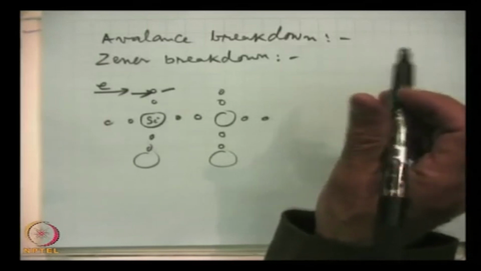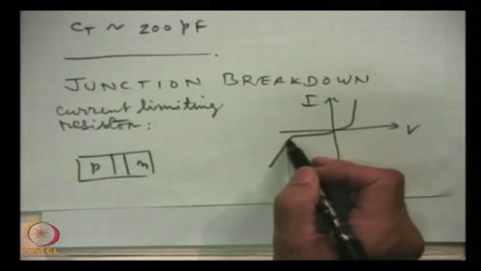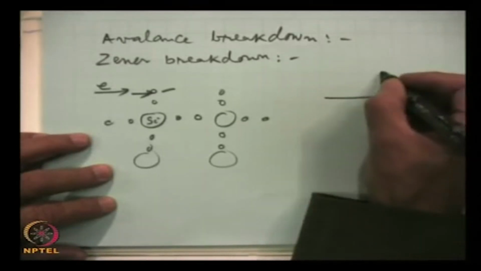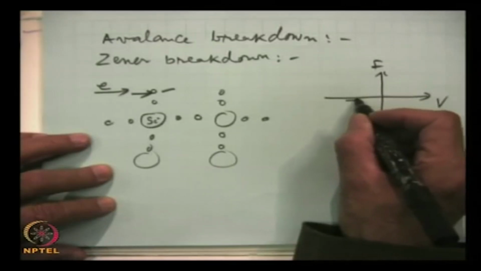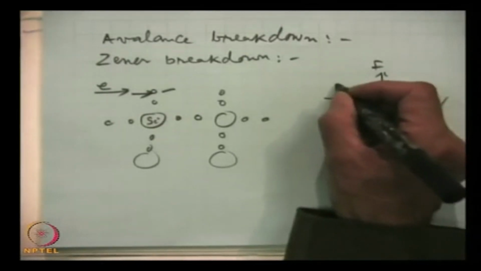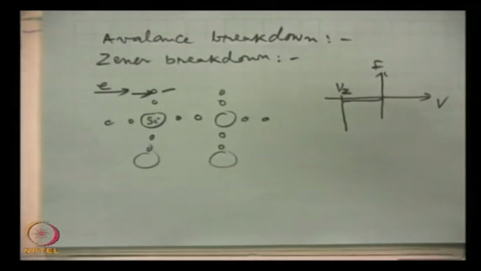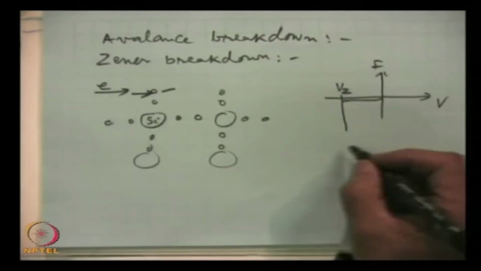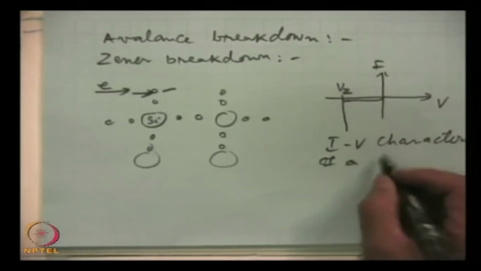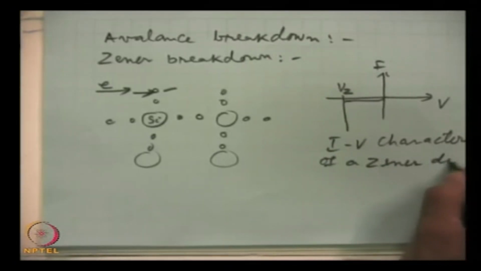Normally, for a PN diode, this breakdown is very gradual, but by proper doping and proper design of the PN junction, we can make the breakdown occur very sharply. So here this is V, this is I, this is the reverse saturation current, and then breakdown occurs at a well defined voltage, which is known as the Zener breakdown voltage. Now, these are the I-V characteristics of what we call a Zener diode.